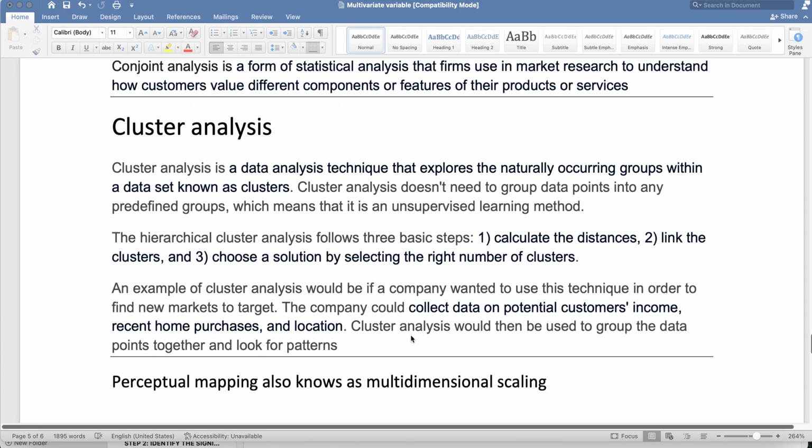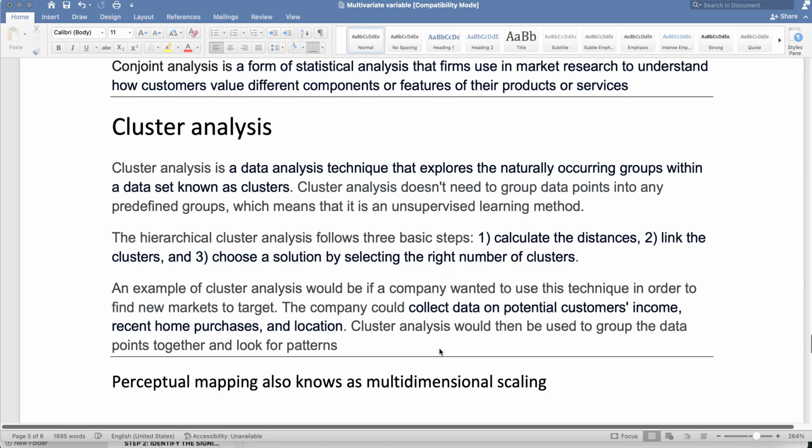Cluster analysis. Cluster analysis is a data analysis technique that explores the naturally occurring groups within a data set, known as clusters. Cluster analysis doesn't need to group data points into any predefined groups, which means that it is an unsupervised learning method.